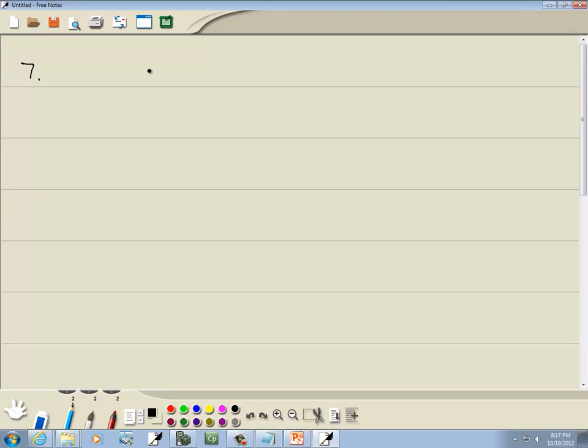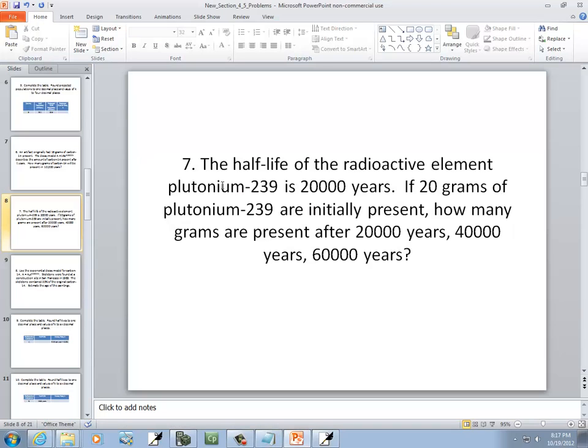Okay, so number 7. Remember our model: A is equal to A naught e to the kt power. It says the half-life of the radioactive element plutonium-239 is 20,000 years.